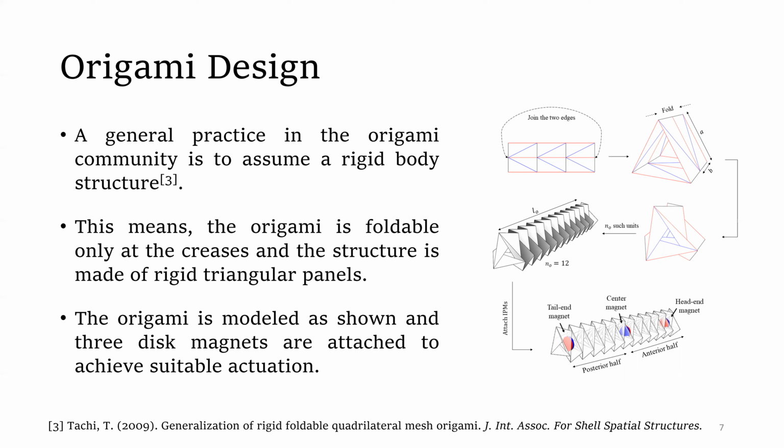We then attach n such primary components to obtain the entire worm, where n is 12. Then we attach 3 disc magnets to act as internal permanent magnets at the head end, center, and the tail end. The orientation of these magnets is fixed in such a way to obtain a stable motion pattern.